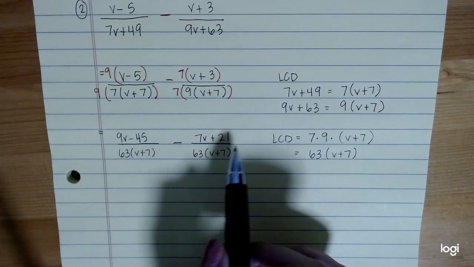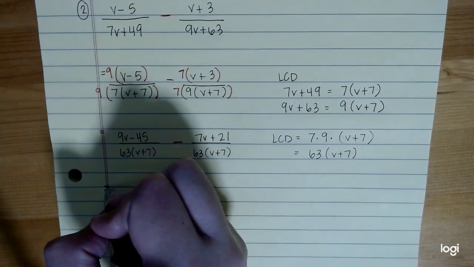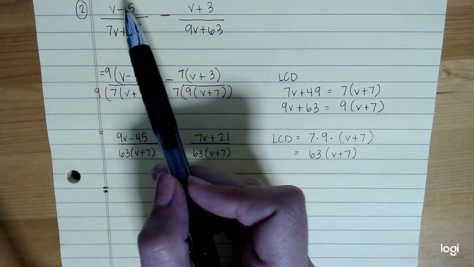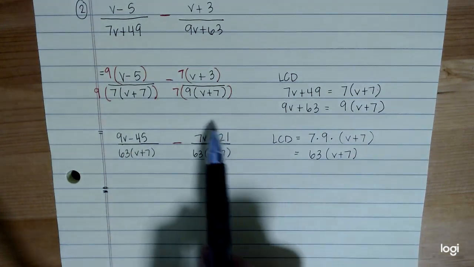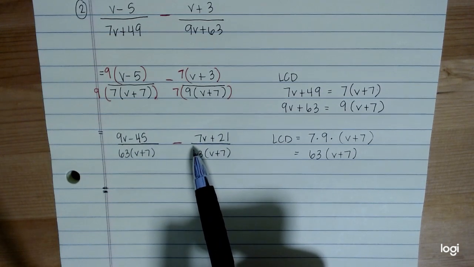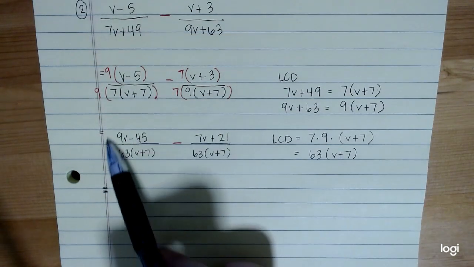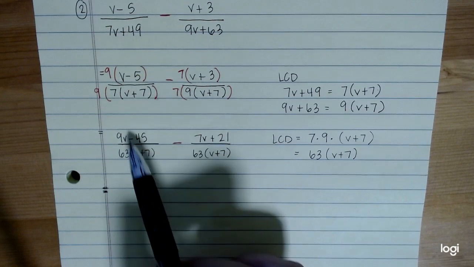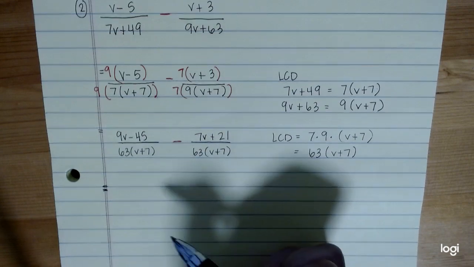So we've cleaned up, and again, it doesn't look like what we started with originally, but I can tell you that if you were to replace a value of v, right, so put in a value of v in this expression up here, and you hit enter, and you did the same thing with the same value of v down here, you're going to get the exact same value. So definitely looks different. Doesn't look like v minus 5 and 7v plus 49 over anymore. It looks like 9v minus 45 over 63 times that v plus 7. But they do have the same value for the same value of v. So that's what it means by equivalent expressions.